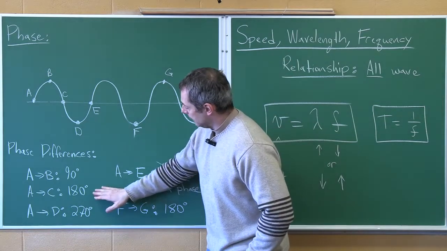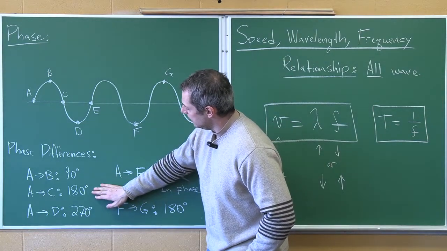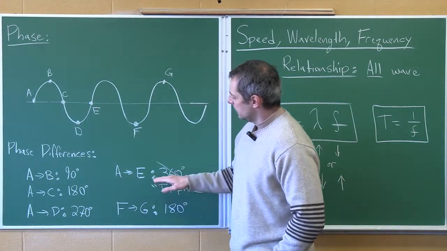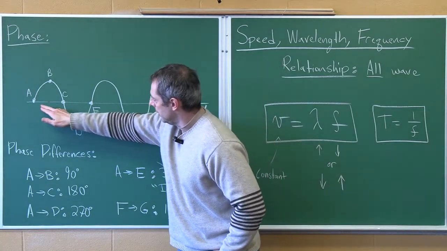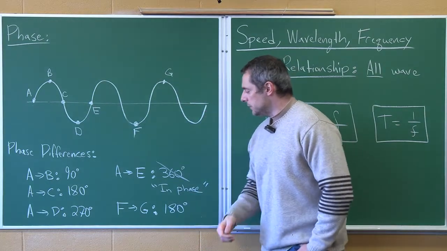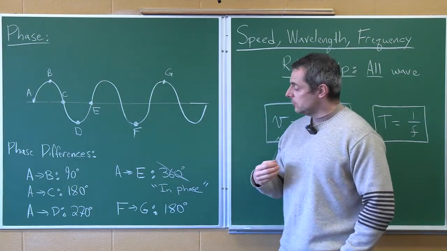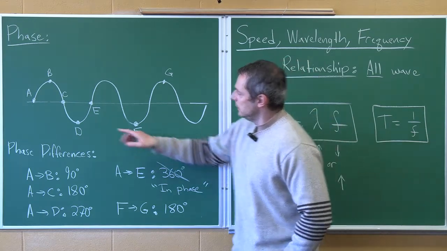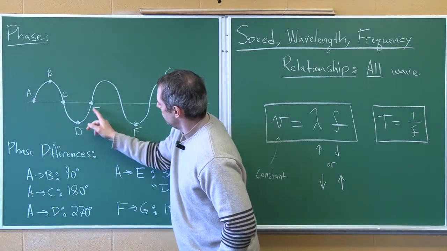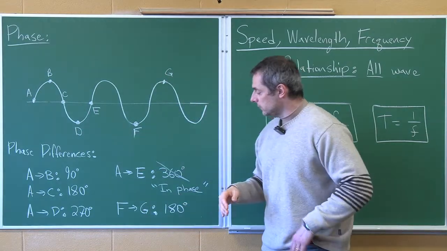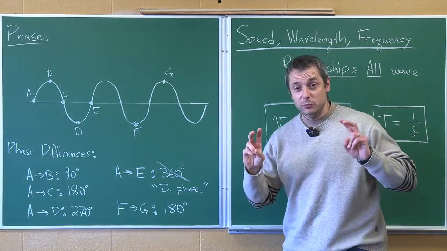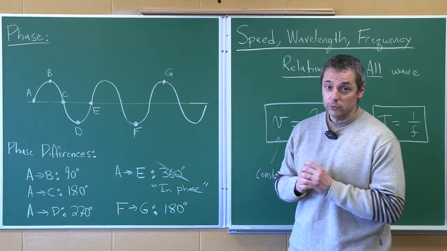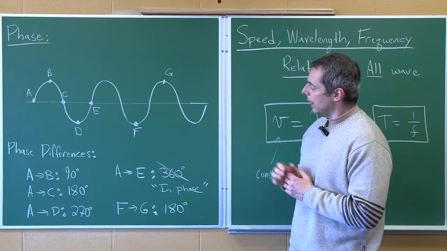so the difference from A to C is 180, the difference from A to D is 270, and the difference from A to E is a full 360 degrees, which we don't say is a 360 degree phase difference from each other. Basically, as you see, this is the same kind of point as this one, and when the phase difference is 360, we actually say that those two points are in phase. They're the same kind of point relative to a sine graph.